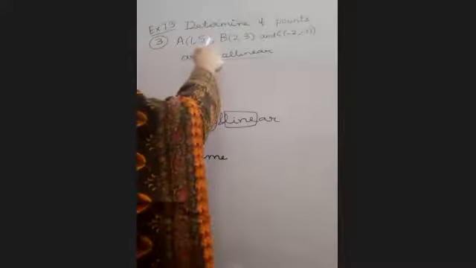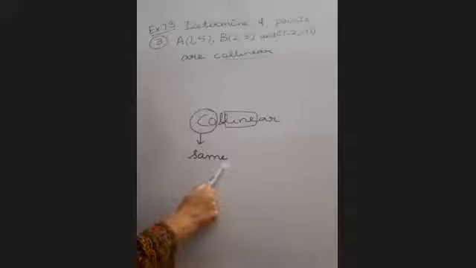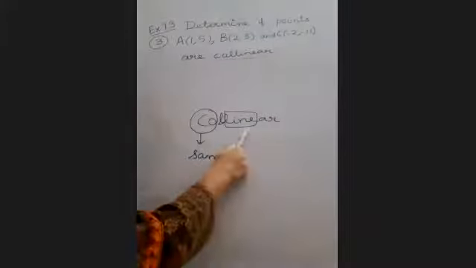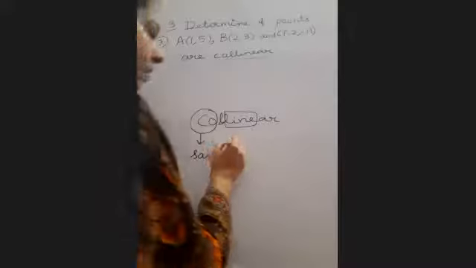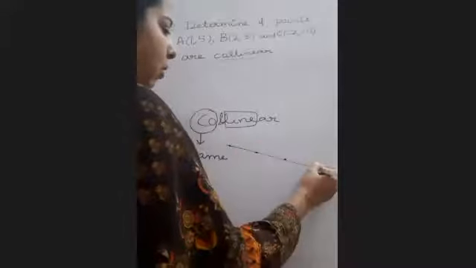We have to check if the points are collinear. We have to check if the points are on the same line. That is the meaning of the term collinear. Points are said to be collinear if they lie on the same line.